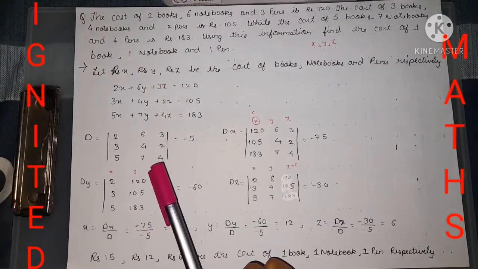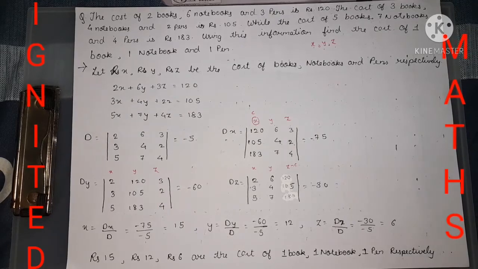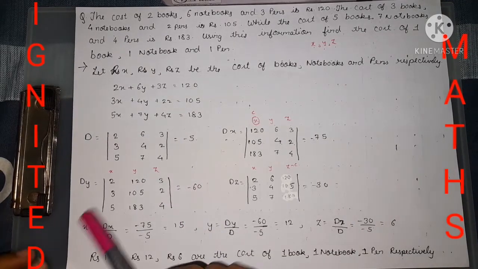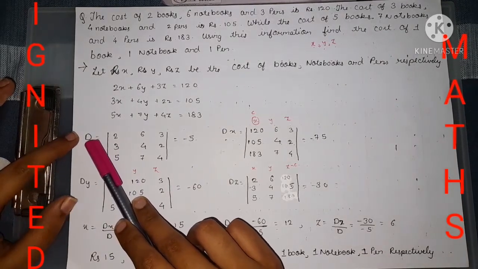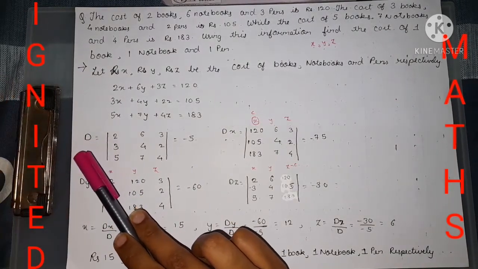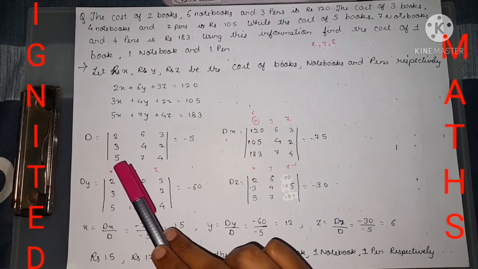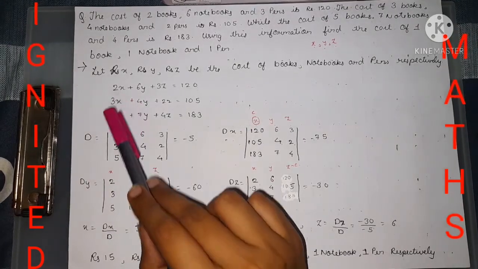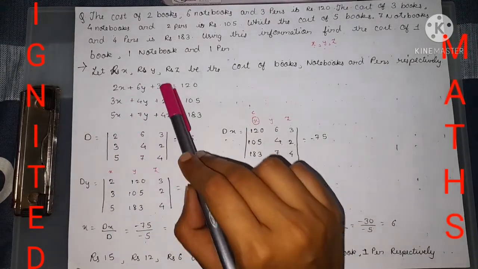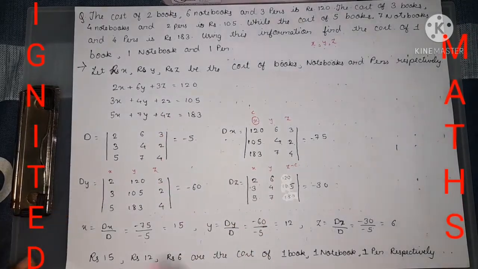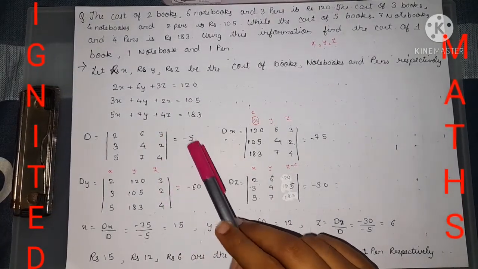For the determinant of 3 cross 3, please check the description link. You will get a brief explanation about it and you can solve it over here. D with constants: don't take the constant term, only the variable-related terms you need to write. So 2 3 5, 6 4 7, 3 2 4. If you solve the 3 cross 3 determinant, you will get the answer as -5.